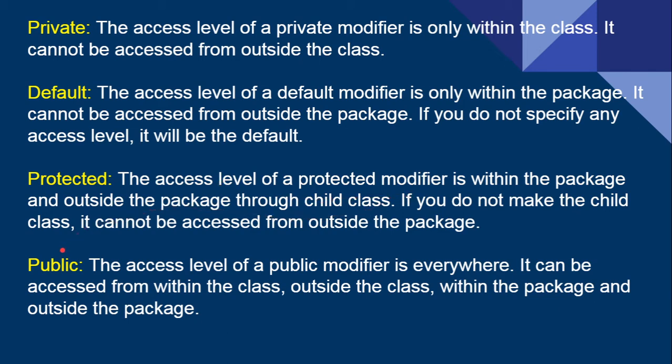Next one is public. The access level of a public modifier is everywhere. That means any data which is declared public, whether it is a data or a member or a method, can be accessed from anywhere. That is called public. It can be accessed from within the class, outside the class, within the package and outside the package. So the whole visibility is given when we declare the visibility as public.